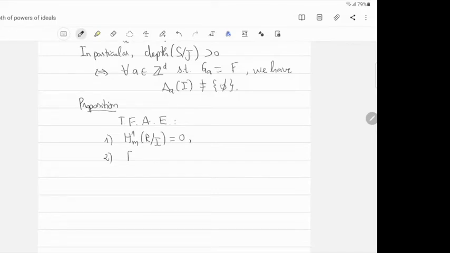So maybe here I write a notation. Z is the Rj, where j is from one to d. It is a polynomial ring in variables different from xj, yeah? And Ij is simply I localized at xj, and then you intersect back to this smaller polynomial ring. So in other words, Ij is the ideal you obtain from I by replacing xj by one. Then you get Ij.